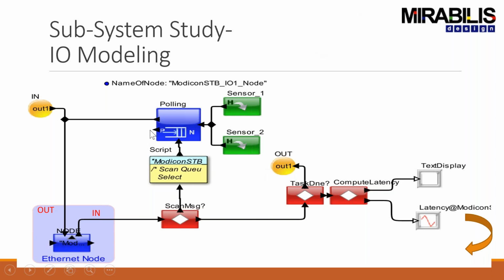They have some sort of polling which goes and gets the data and then sends it out on the Ethernet node and onto the Ethernet network, that then gets connected back to the processing node.